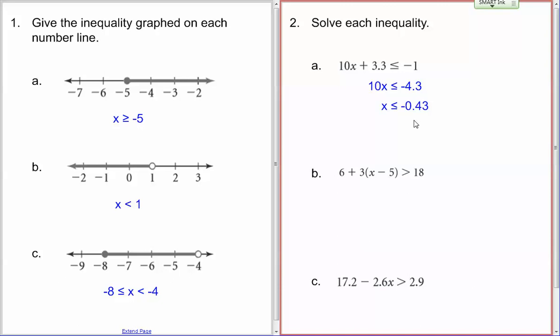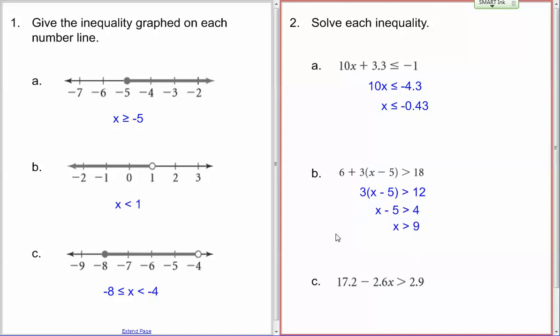That means anything less than -0.43 will solve this inequality. Anything greater than -0.43 will not solve this inequality. -0.43 is also a solution. If I were to graph that, it would be a solid dot at -0.43 and an arrow to the left.